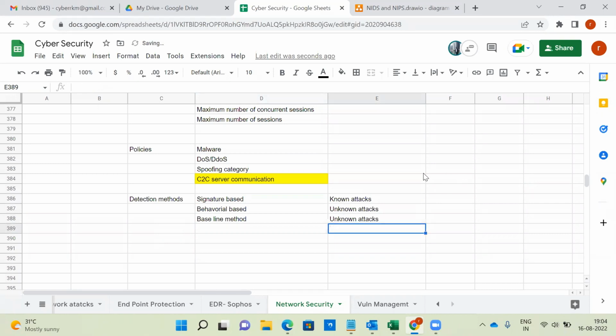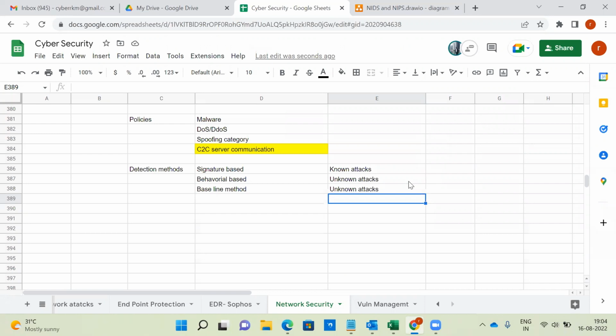So PowerShell script control, heuristic control, hash value method, they are not applicable here. Those methods are applicable to which tool? Hash value method, script control, heuristic approach. Those are EDR tools. Yes, you are right, EDR tool. So these are the three methods.